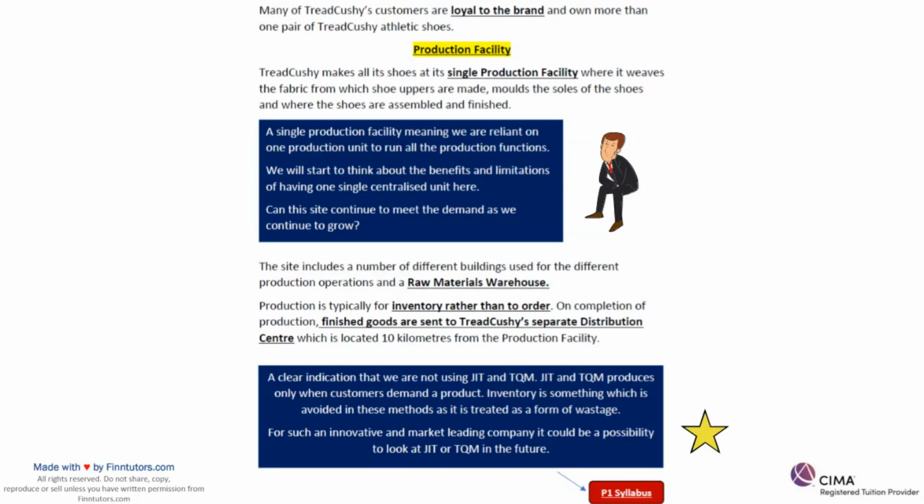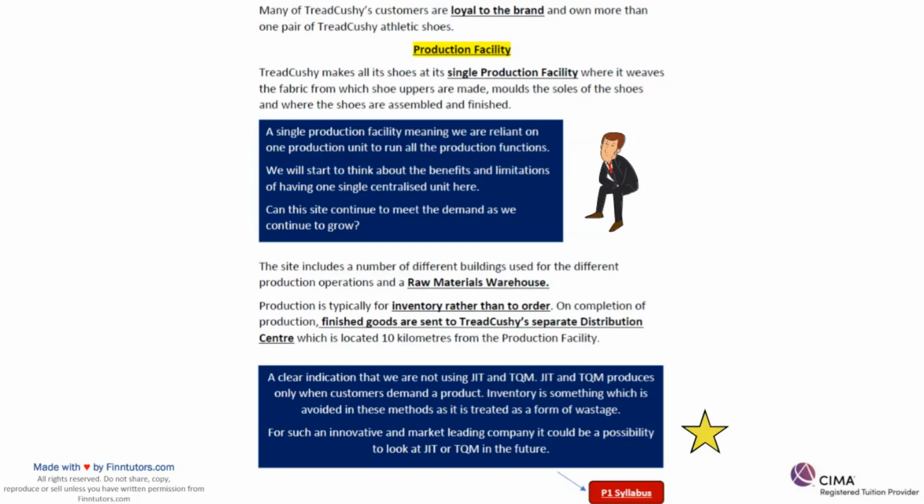Let's think of the benefits of one factory. Everything under one roof can be better controlled. The limitations then are, your logistics can become a problem. Management as you grow can become a problem. So as the business grows, can this one site meet the demand? What if we have to expand our production?